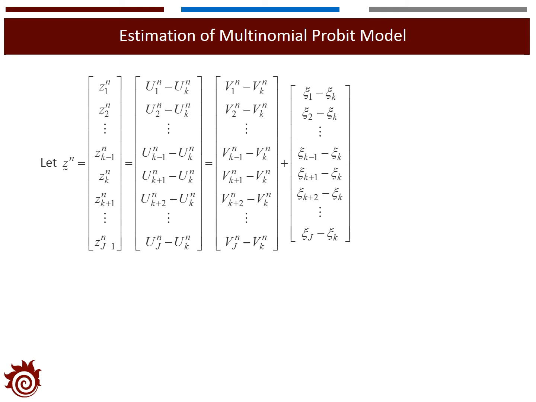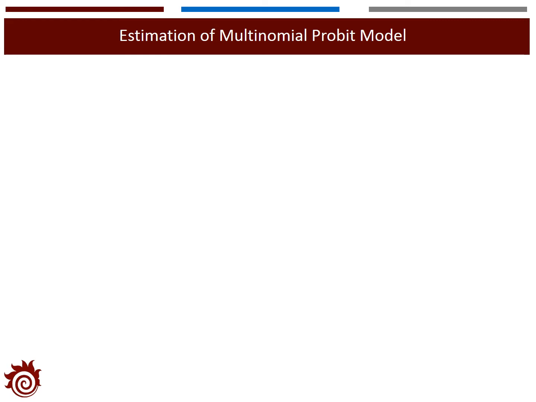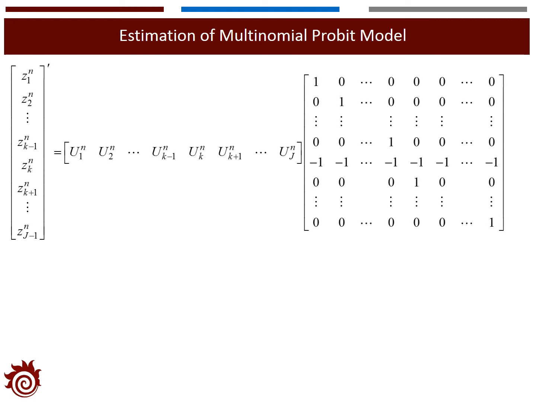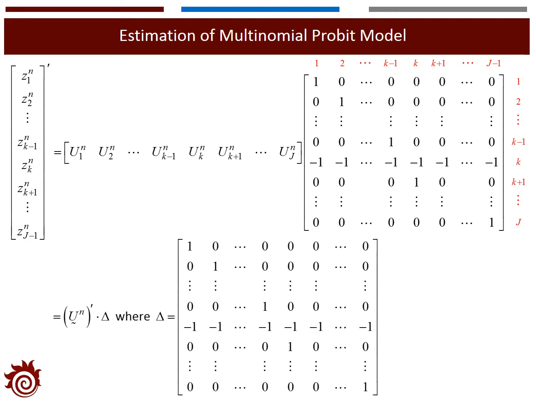We also define the variable z, which will be the differences between utilities, and this one can actually be divided into two components: the differences between the deterministic utility and the difference between the random term. We can also simplify the relationship between z and the utility into matrix format. Here z prime equals u times a transformation matrix, and the size of the transformation matrix is j by j minus 1. Here we use delta to represent the transformation matrix.